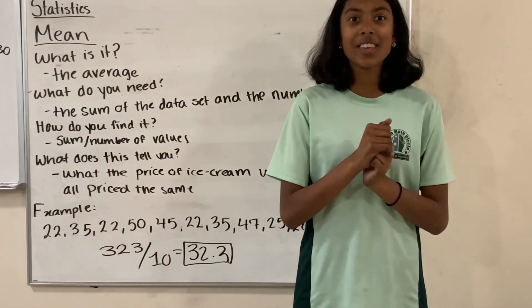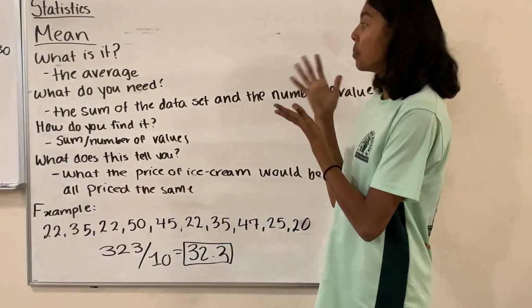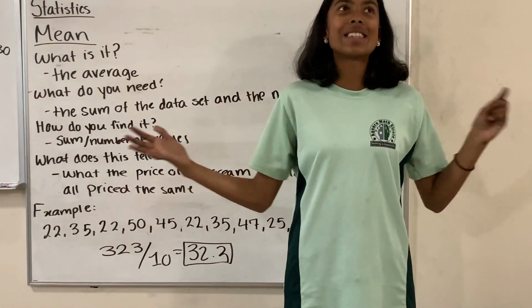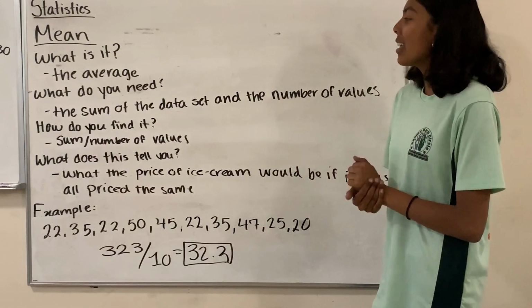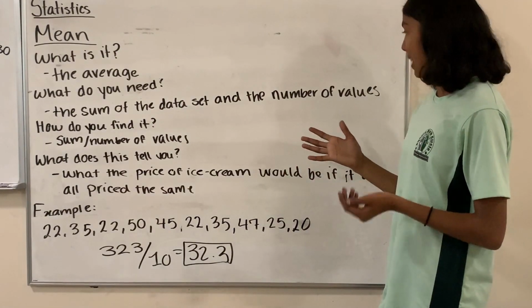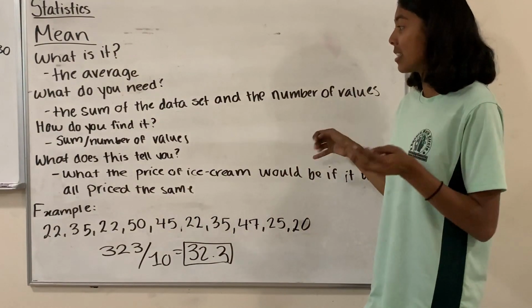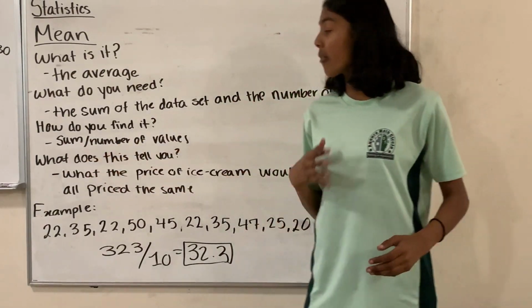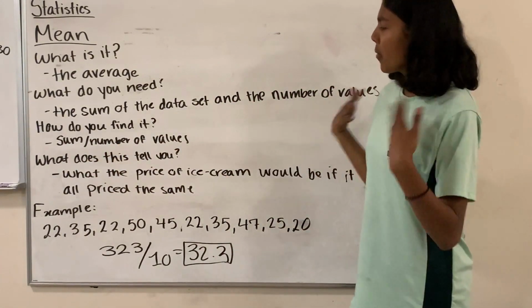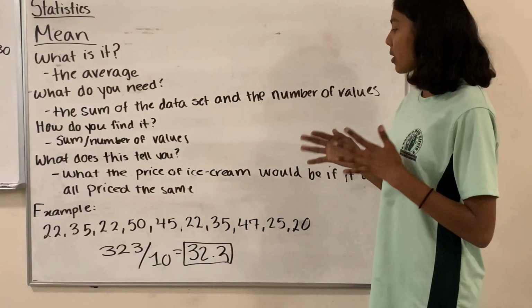And for our final thing of today, it is mean. Well, what is it? It's the average. What do you need? Well, what you need is the sum of the data set and the number of values in the data set. Well, how do you find it? You take the sum and divide it by the number of values in the data set. What does this tell you? Well, it tells you the price. Let's say we're looking at prices of ice cream.